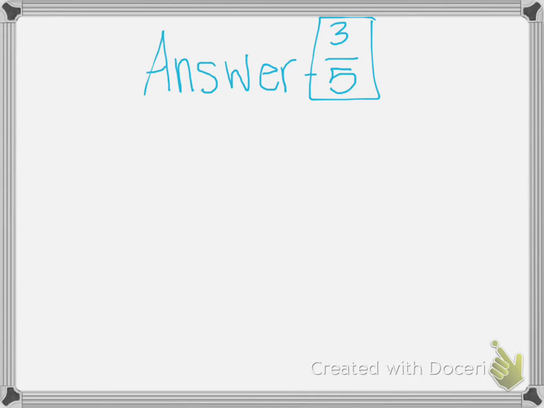Number 1 says write a division number story with an answer of 3/5. So an example would be 5 people shared 3 apples equally. How much apple did each person get? So again, it means you're taking 3 and you're dividing it among 5 of something. So think of an answer that would work for that.